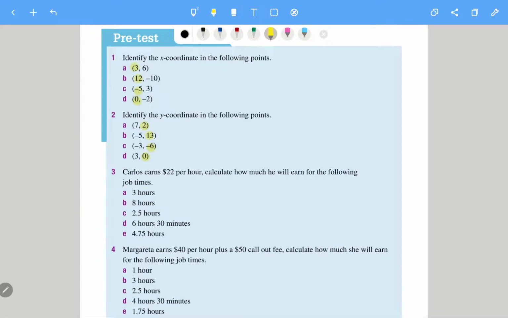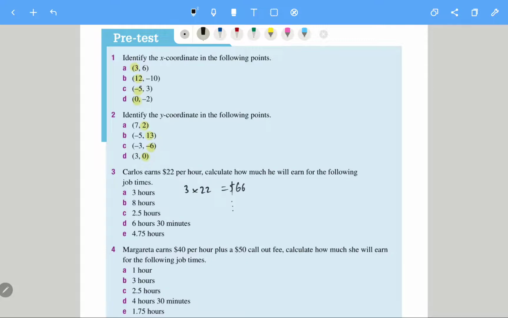So for this one, it's just a bit of multiplication. So Carlos earns $22 per hour. Calculate how much she will earn for the following job times. Well, for 3 hours, it is going to be 3 times $22, which is $66. And similarly for all of the others.